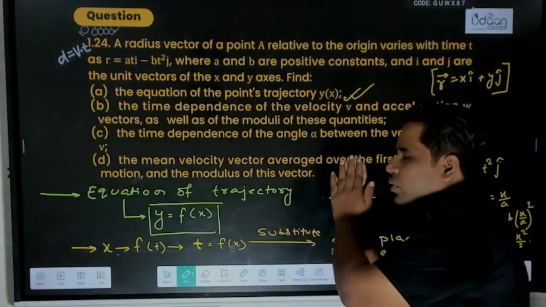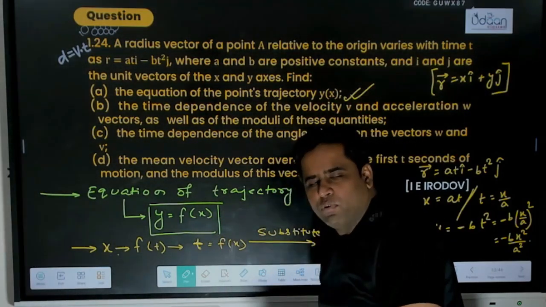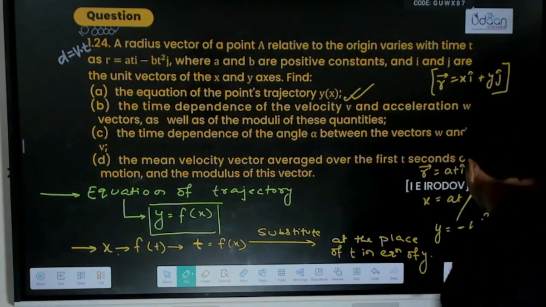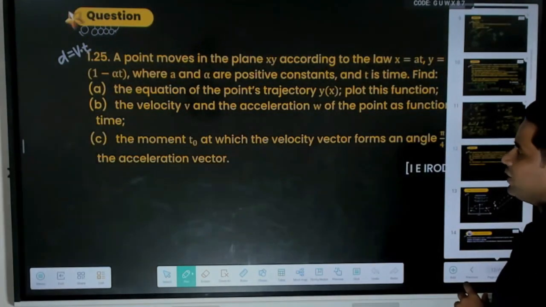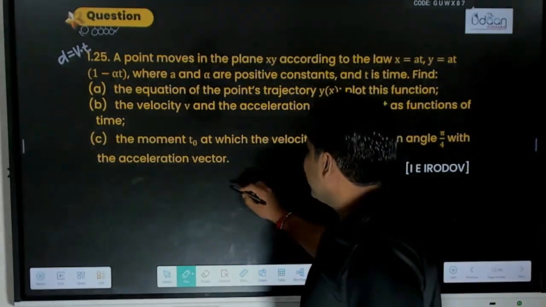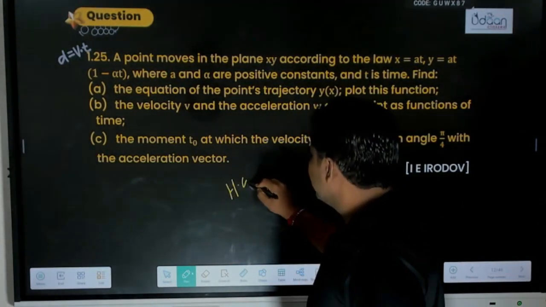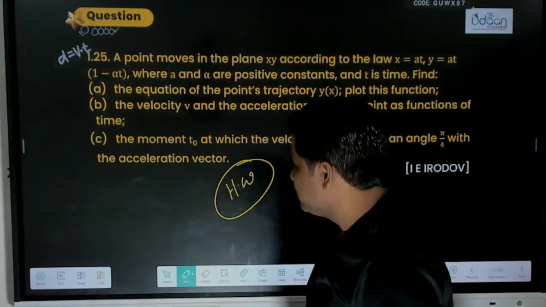Jai Ho, and depending upon this gesture, I am moving ahead with the next question. The next question is again from IIT JEE. This is a gift from my side. This will be considered as homework. You just need to do it by yourself.